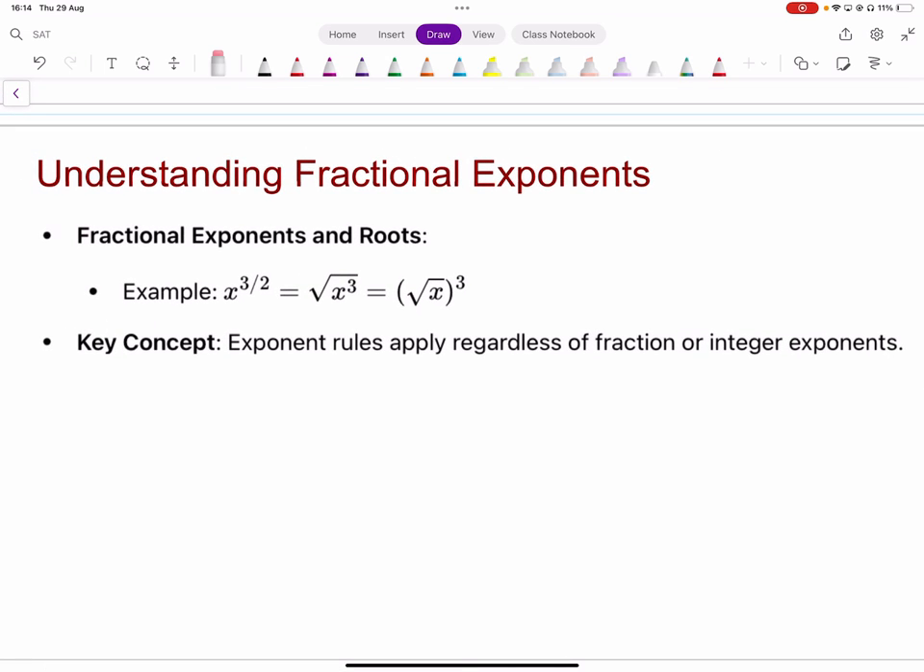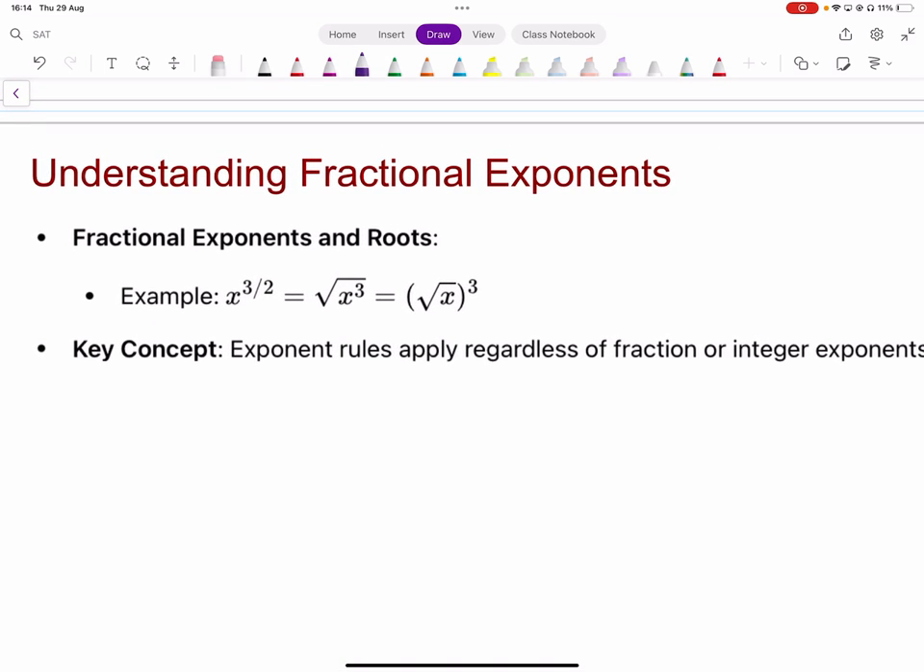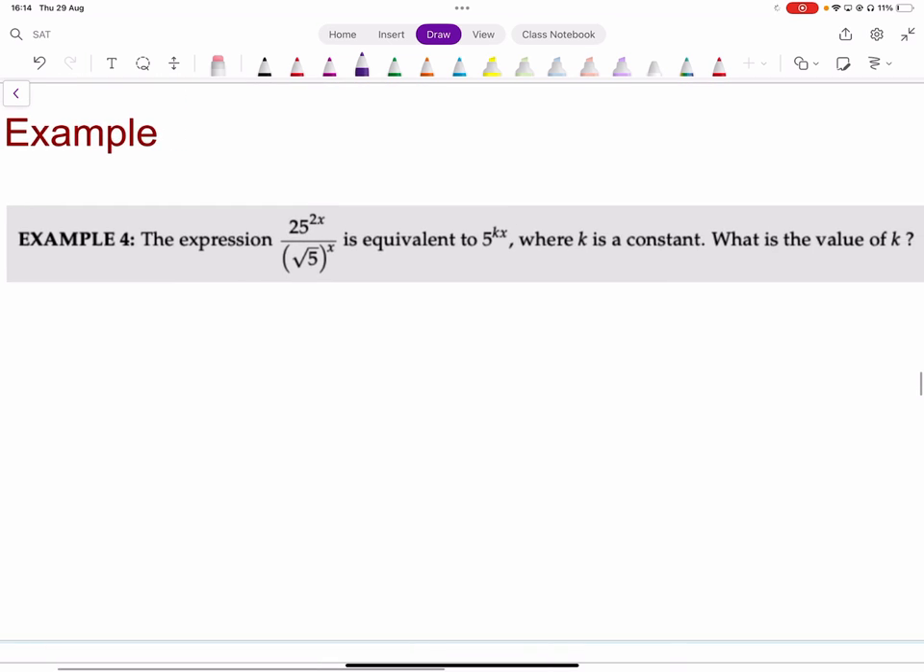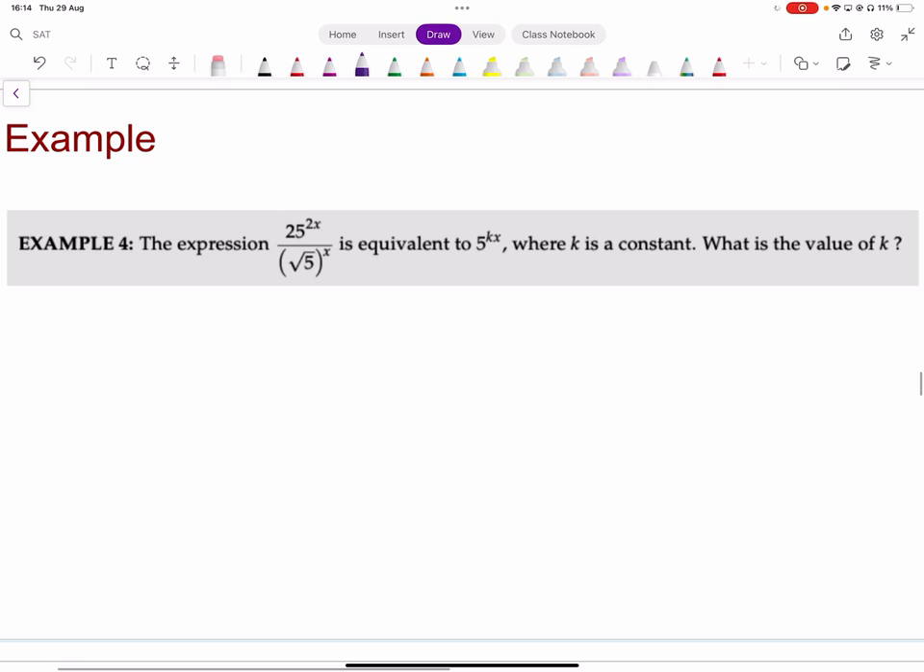Now, we've talked about this before, understanding fractional exponents. So if you have x power 3 over 2, we talked about how we can take this 2 from the denominator to the root and make it square root of x cubed like this, right? Now, let's do an example and apply that concept here.